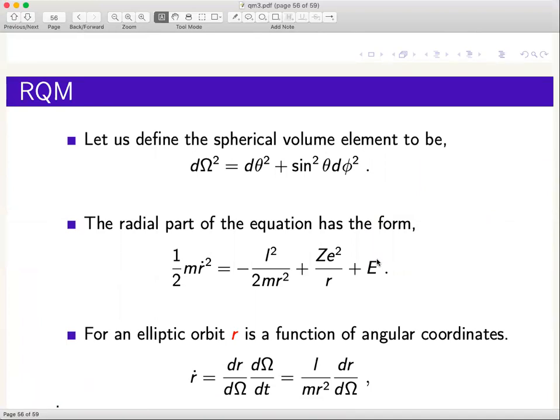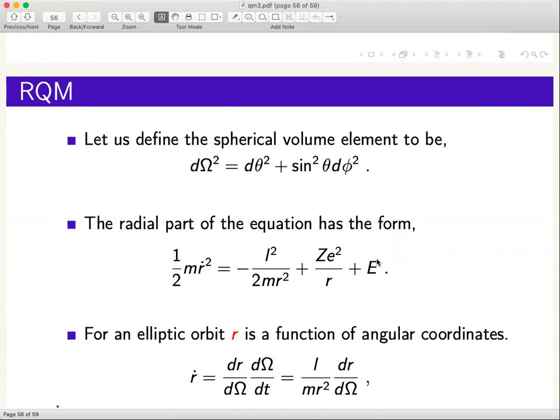This is for a unit radius sphere. This defines only the distances on the sphere. It doesn't define the radius of the sphere itself. If you want to define the three-dimensional metric, then you would write down dr squared plus r squared d omega squared.